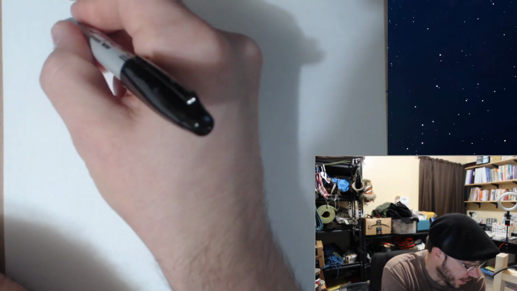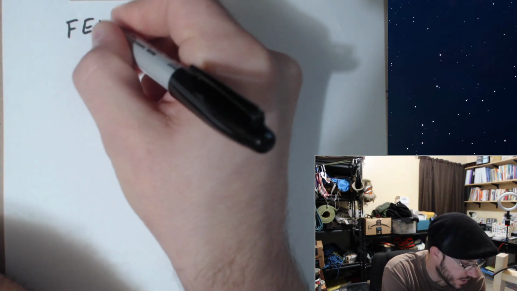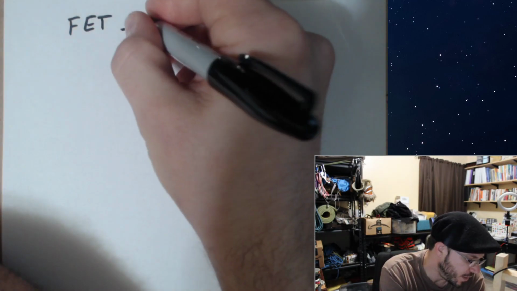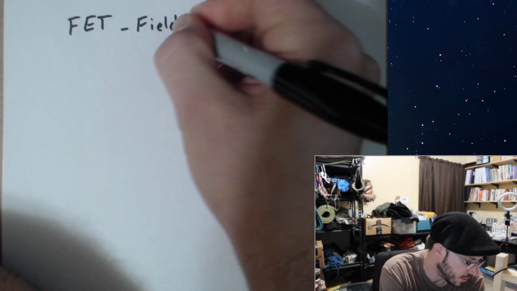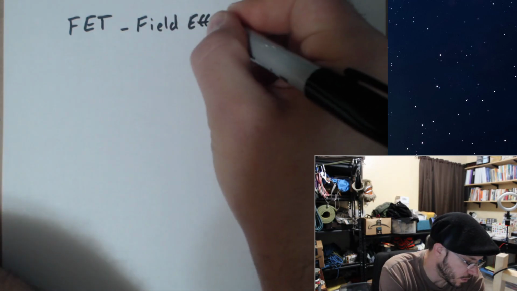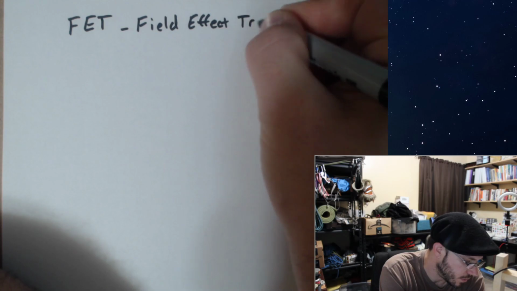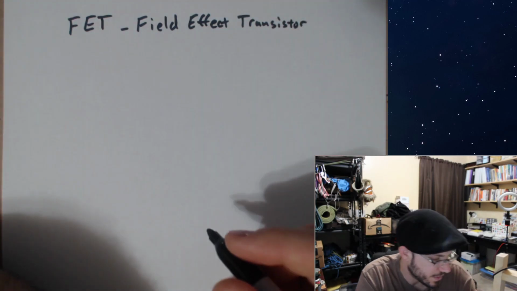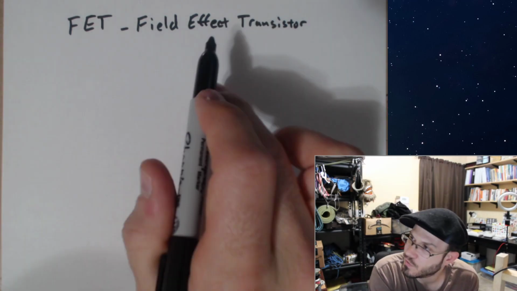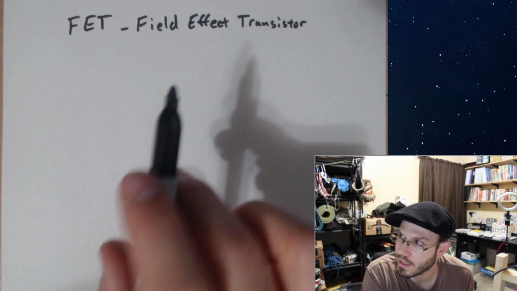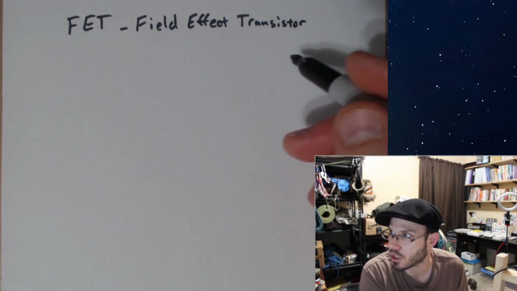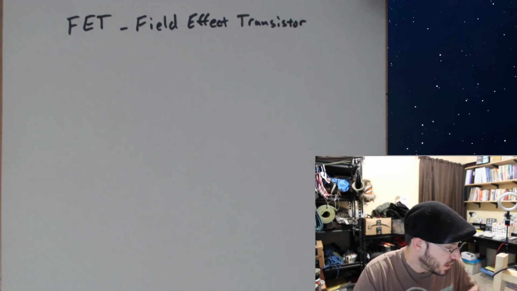Okay, so today what I want to go ahead and cover is a new type of transistor. This one is known as the field effect transistor, or what everyone's just going to say, FET, for field effect transistor. Okay, now this differs from our bipolar junction transistor, both in construction and features, I guess we can call it.